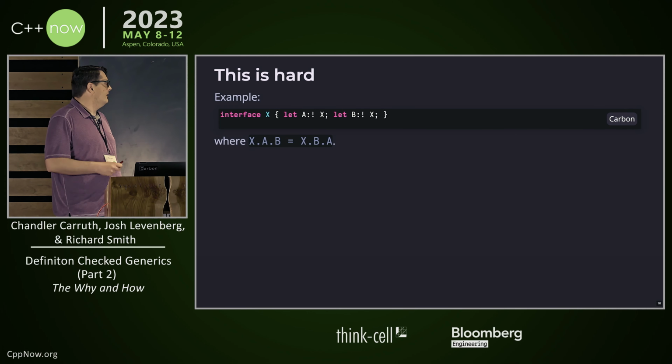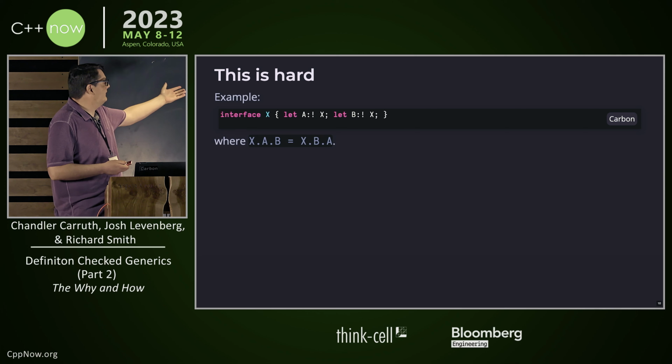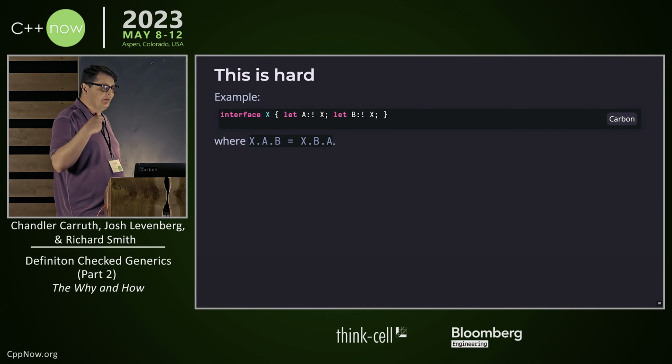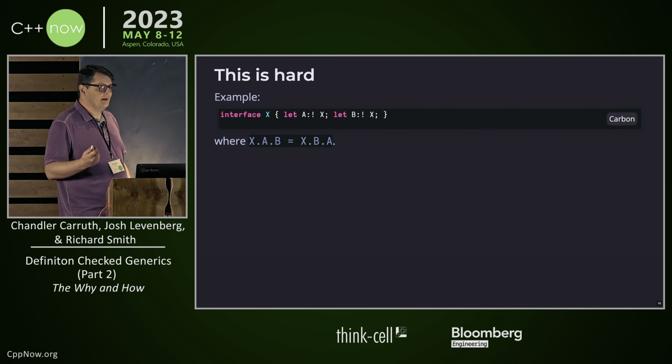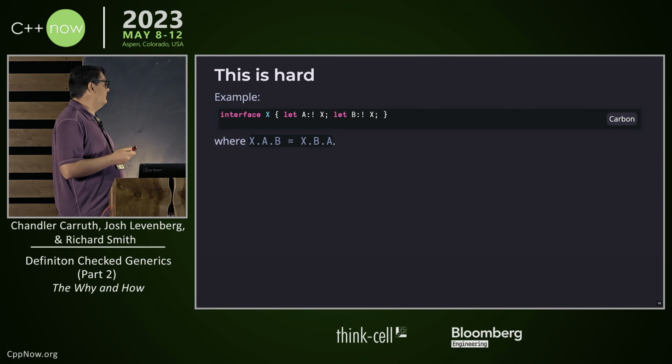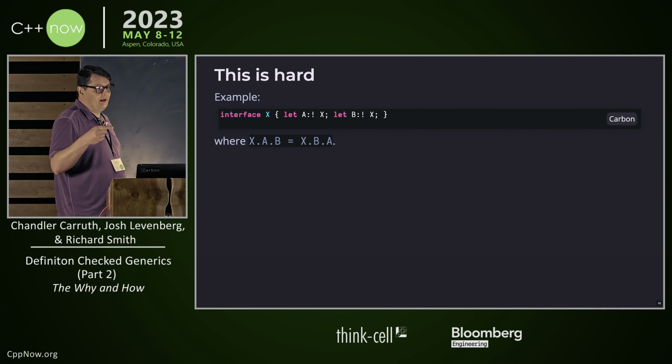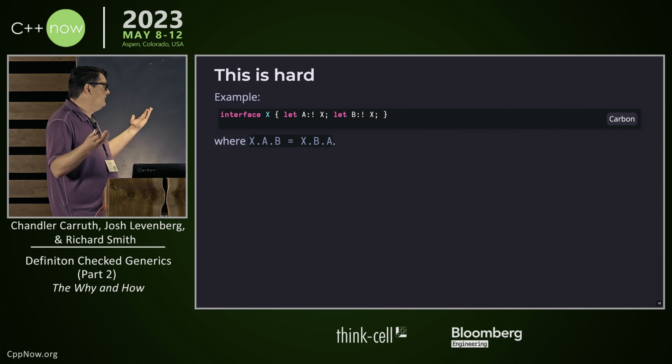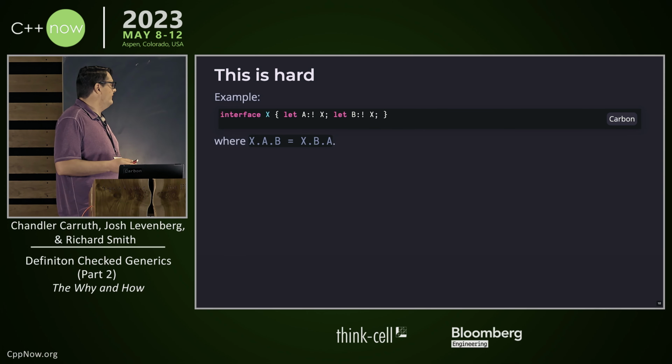Let's get to that. Okay, so this is a simple example. We have an interface X, and X has 2 associated types. It's got A and it's got B. And A and B both also satisfy the interface X. Now suppose we also have the rule that x.a.b equals x.b.a. It's a fairly simple thing that you might set up.